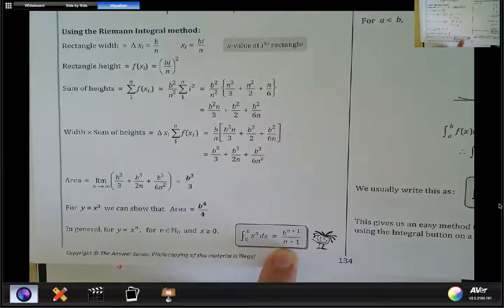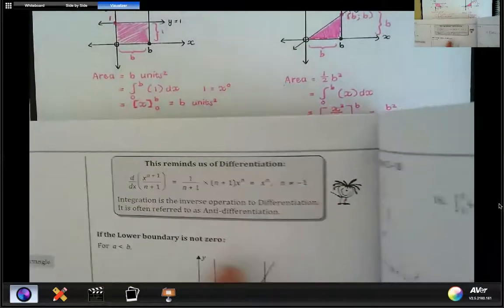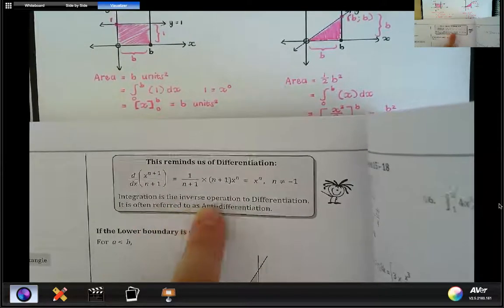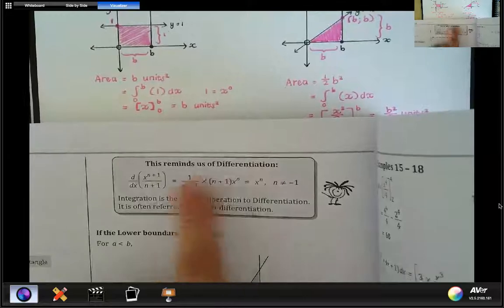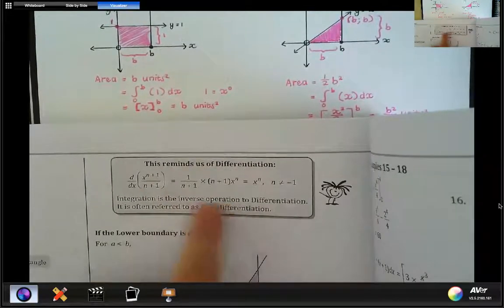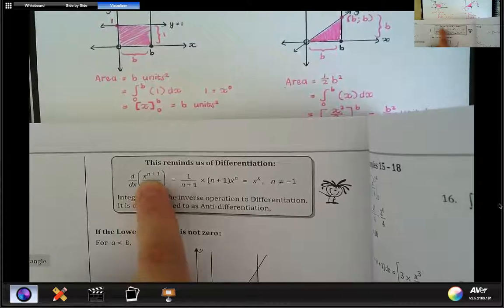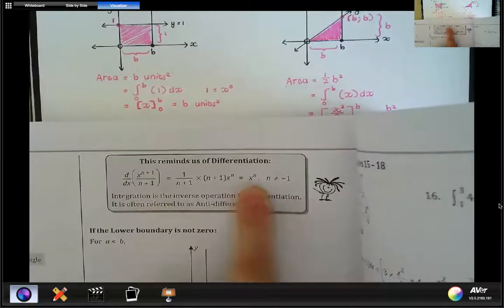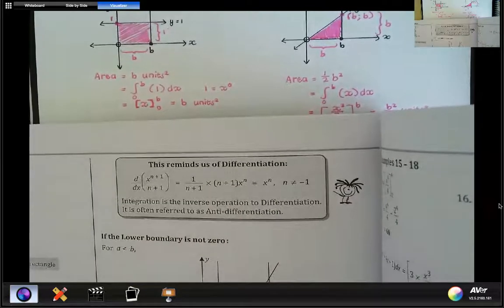Okay. Now they're saying, I want you to ignore this bit at the bottom. They're saying there, this reminds us of differentiation. Integration is the inverse operation to differentiation. It is often referred to as anti-differentiation. We have done this already as well, because they're saying that the derivative of x to the n plus 1 over n plus 1 is going to give you x to the n. So they're just basically proving what we did last year already. Okay, so don't worry about that now.